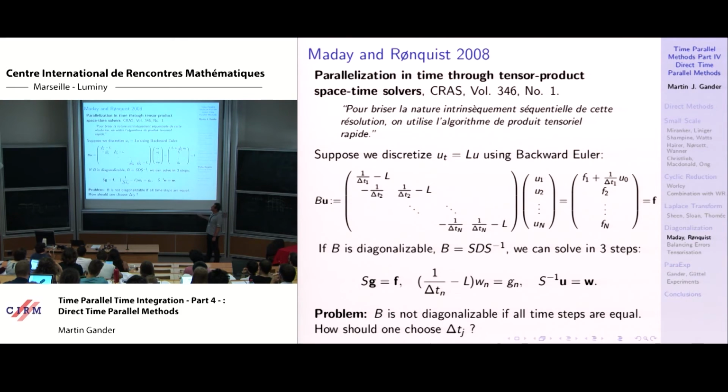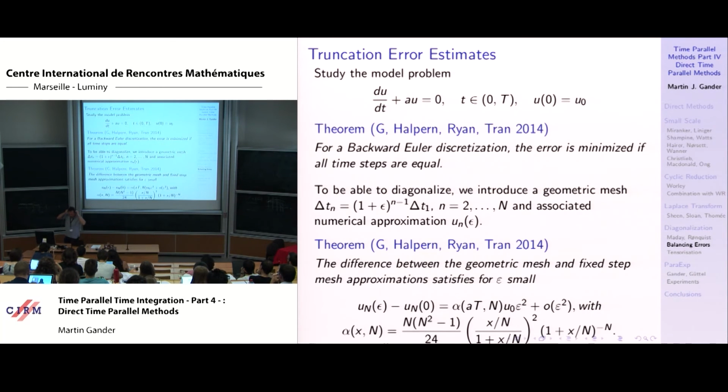Now, B, as I mentioned, is not diagonalizable if all the time steps are equal. So this method is not even defined if all the time steps are equal. Even if 2 time steps are the same, you cannot diagonalize it. So how should one choose delta t_j to get this into a usable method? There are 2 things. The first thing we try to see is maybe it's interesting to have different time steps. Maybe you get more accuracy.